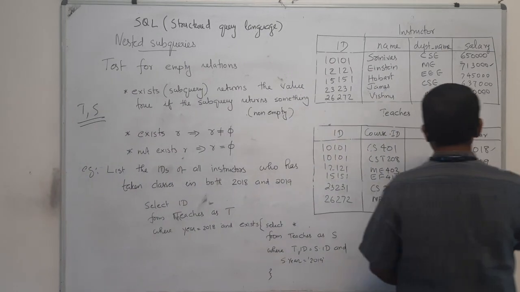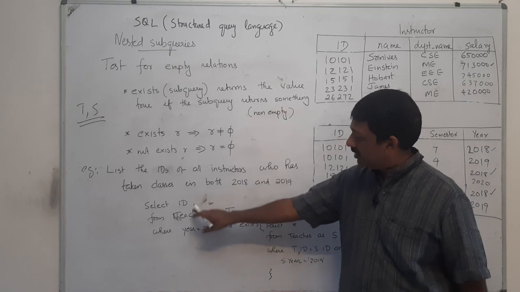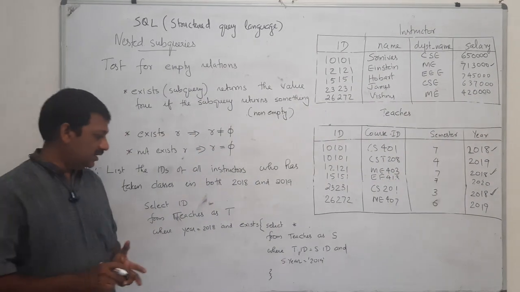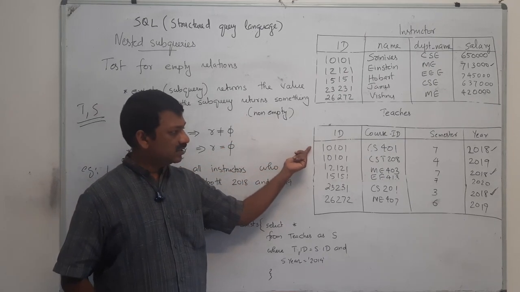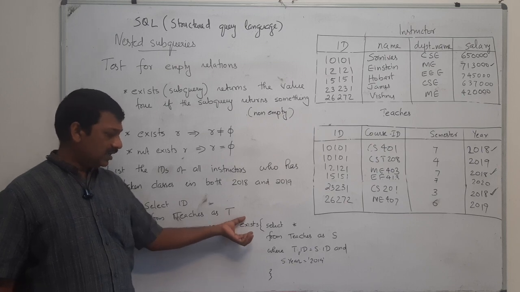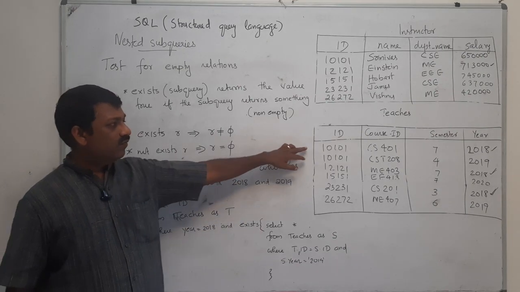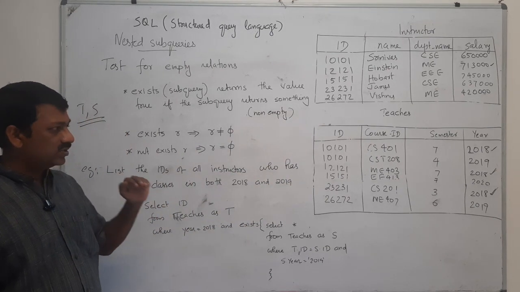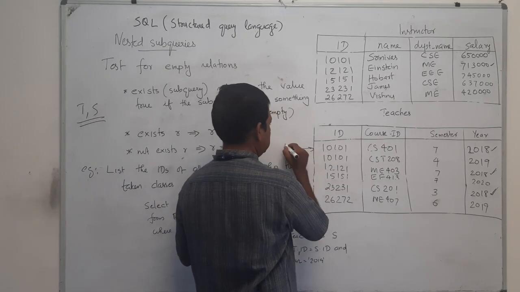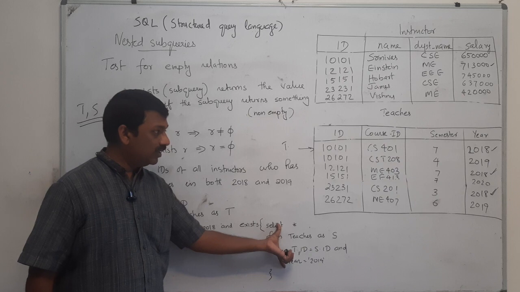Suppose that this is the first table and from that table you have selected IDs. You are going to select those IDs which have year equal to 2018. This tuple and this tuple have year equal to 2018, and there should be another condition. If this condition is true, then for each of these, this condition should be true. So take 10101 first. In that case the year is 2018 for this first tuple. Suppose this is the table T, and for this table year equals 2018 and this should be true.